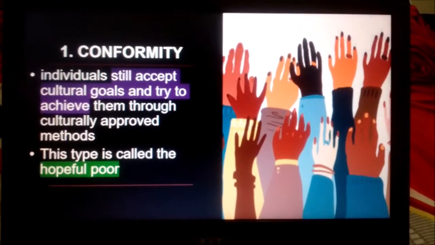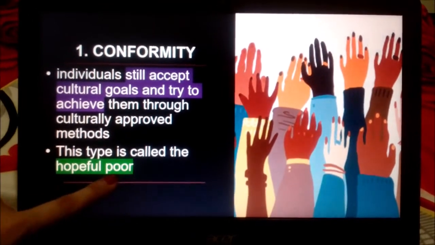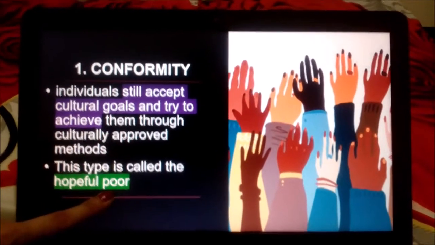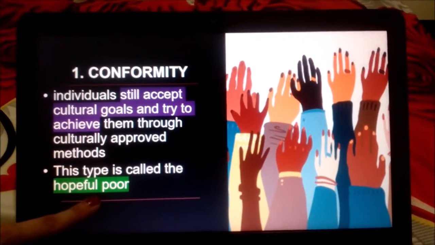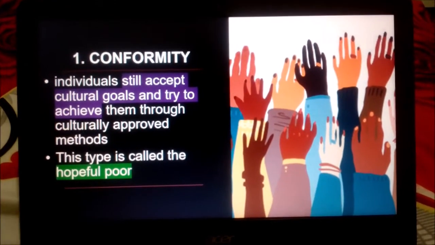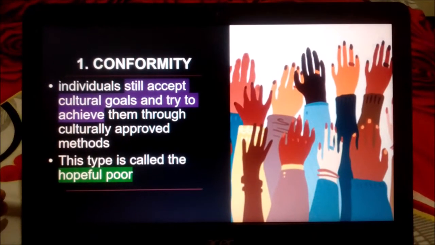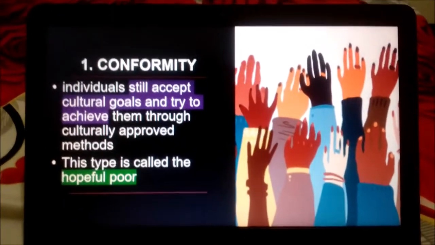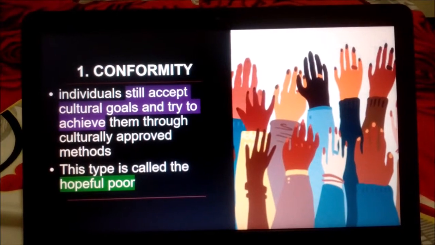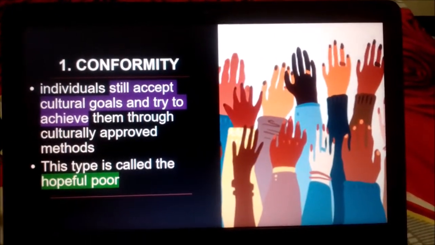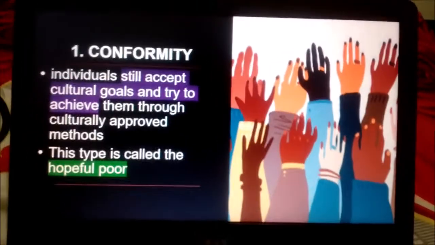So, example natin dito, they are called hopeful poor. Diba? These are the persons who are poor according to their financial status, but they have perseverance, para mas makaangat pa sa kanilang status in life. So, they will do efforts, mag-aaral sila ng mabuti, magtatrabaho sila ng mabuti, in order to achieve their goals by means of approved methods. Dun sa paraan na nasa sistema, nasa paraan na tama.